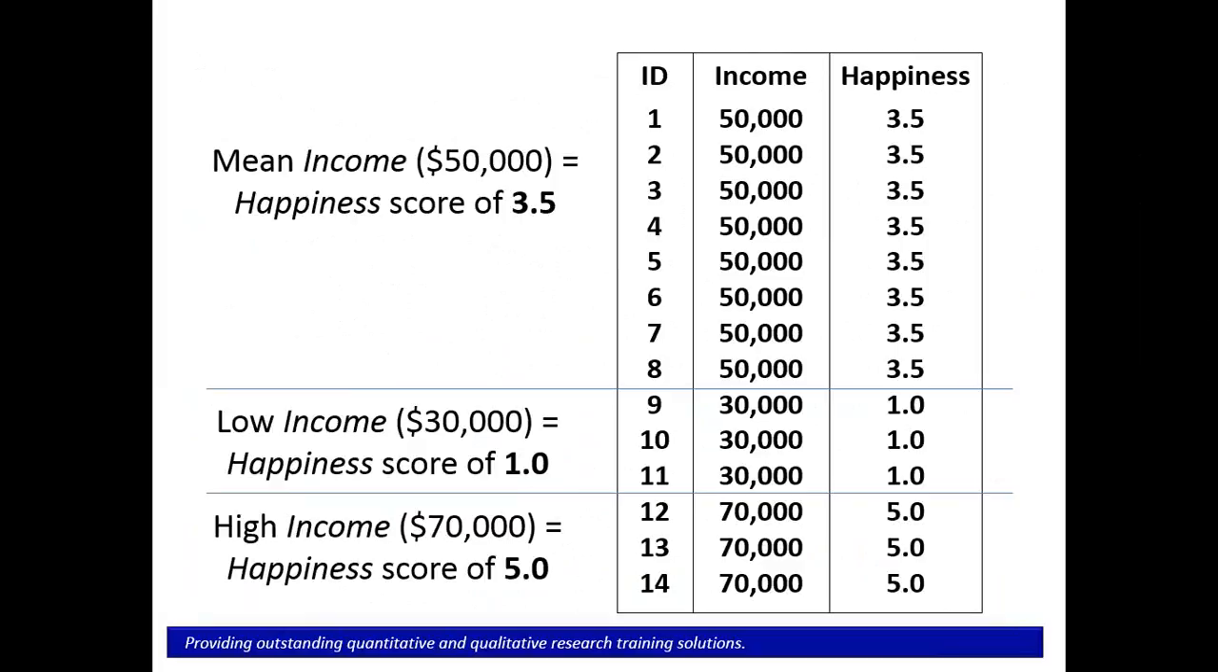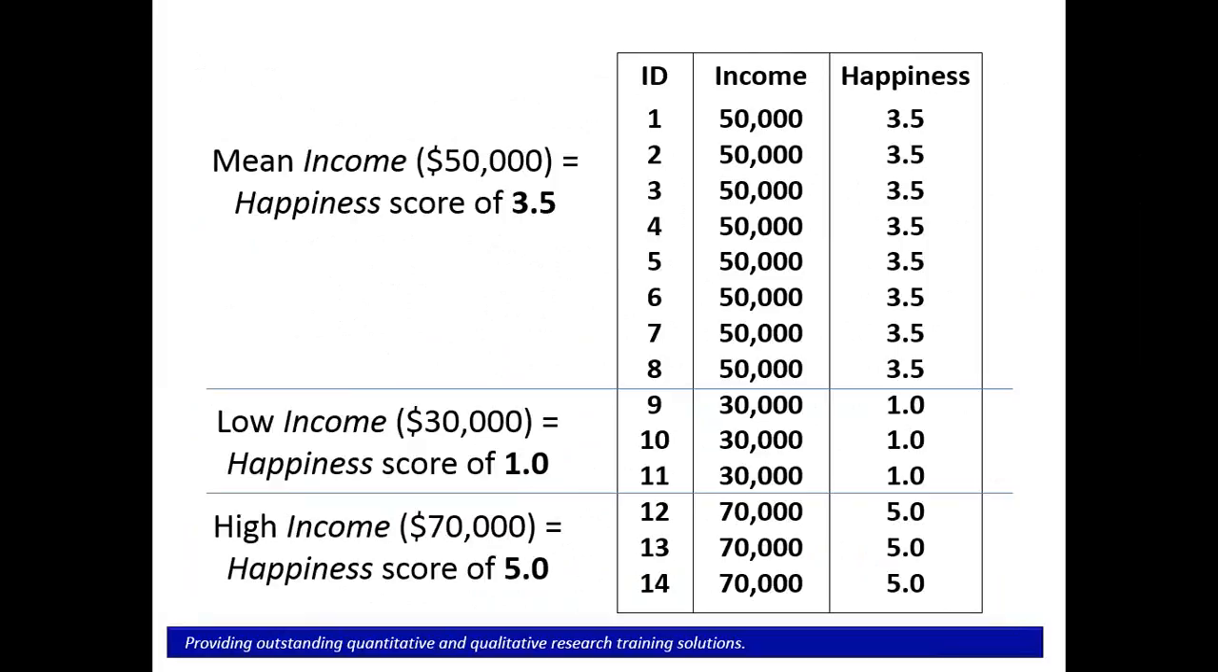We could see for IDs 1 through 8, the mean income is $50,000 and the happiness score is 3.5. So that tends to be in the middle of the happiness score. Remember, the entire continuum is 1 to 5. So they're in the middle of happy and not happy. Now, IDs 9 through 11, they have a low income of $30,000. And their happiness score is 1.0, which is at the bottom of the happiness scale. And the last 3, 12 through 14, have a high income of $70,000, and their happiness score is 5.0.